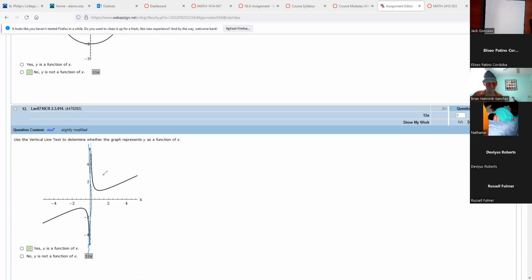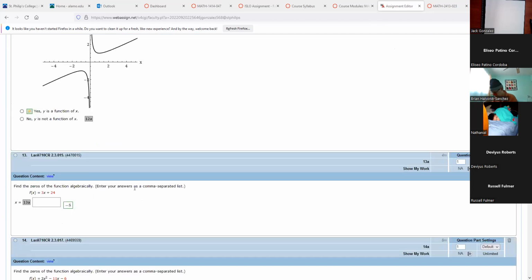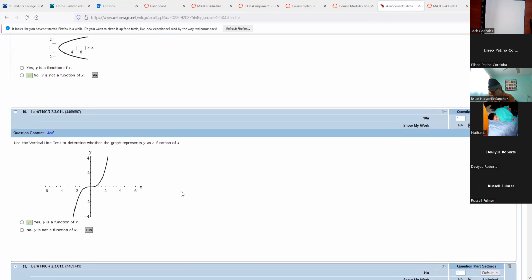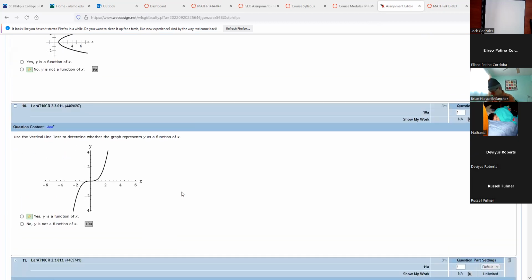So since that's not the issue, we can see if I graph vertical lines anywhere, I'm only gonna hit it once. So it has to be a function. So all you gotta do is look at it and graph it, okay? Any questions on the vertical line test, which we've already discussed a little bit?